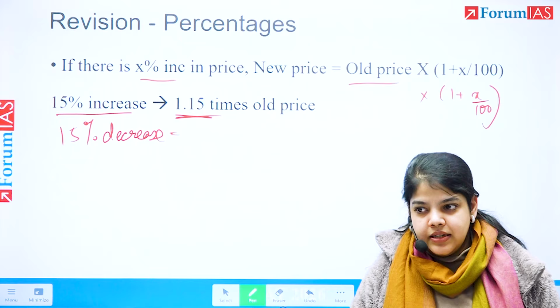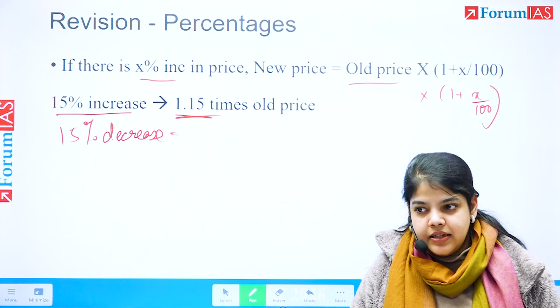Yes? This also gave us a rule of successive changes where the order was not important. पहले 10% increase हुआ, फिर 20 हुआ, फिर 30 हुआ. The order was not important. Yes, we did successive changes. So if there was a 15% increase in price, the multiple was 1.15 times the old price.